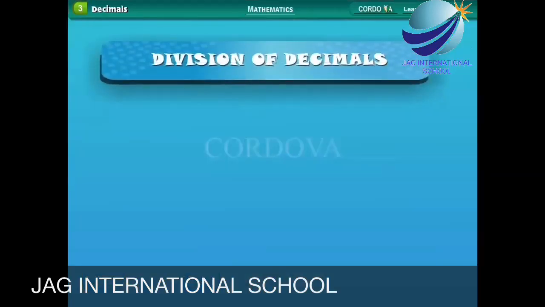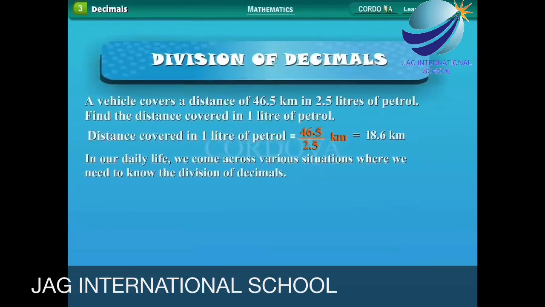Division of decimals. A vehicle covers a distance of 46.5 kilometers in 2.5 liters of petrol. Find the distance covered in 1 liter of petrol. Distance covered in 1 liter of petrol is equal to 46.5 upon 2.5 kilometers, which is equal to 18.6 kilometers. In our daily life, we come across various situations where we need to know the division of decimals.